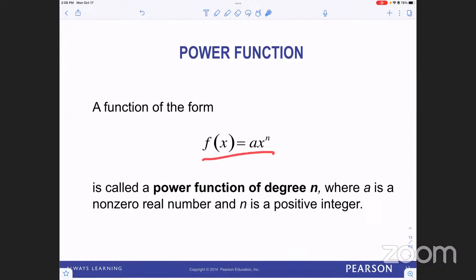So a function of this form is called a power function of degree n, where a is a non-zero real number and n is a positive integer, right? So the power function is basically going to be f of x equal to a monomial. Okay.